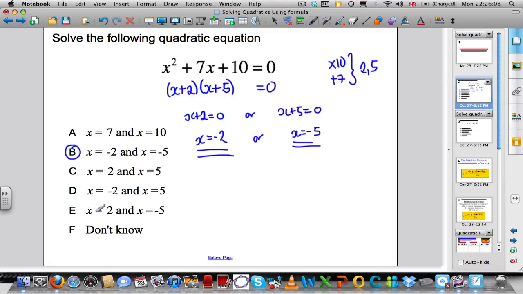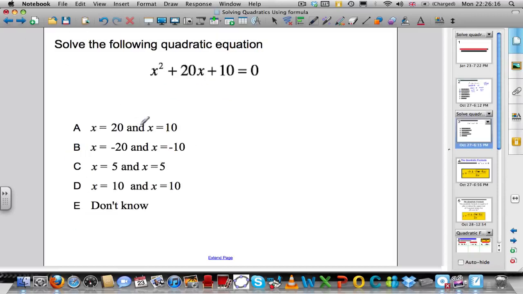Very good, very simple approach, very effective way of solving quadratic equations. Have a look at the next example, please. Let's have a go at doing the same thing. We'll try and factorise, we'll try and make each bracket equal 0, and we'll try and get our solutions. Right, x squared plus 20x plus 10 equals 0.